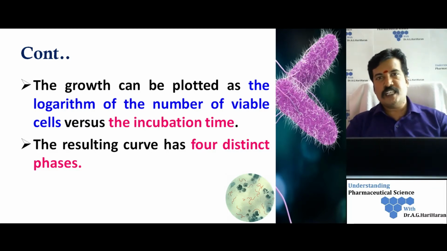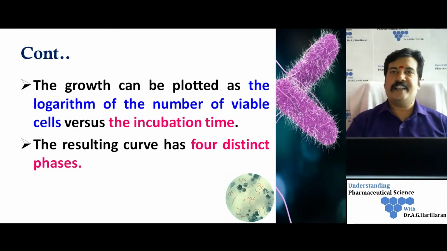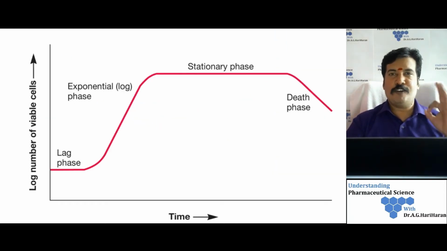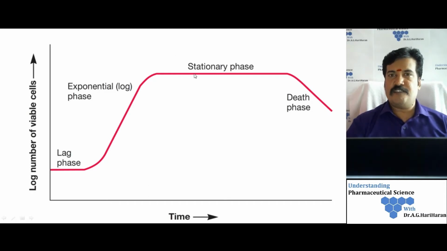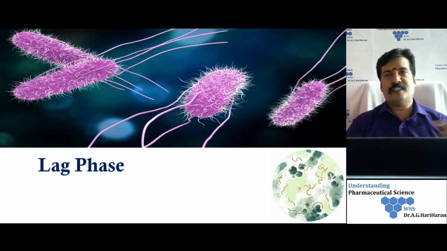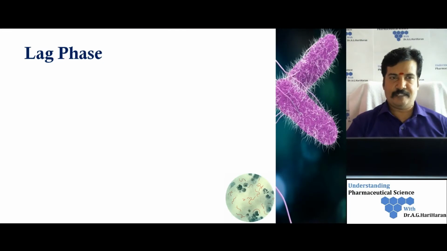If you see the growth curve of any bacteria, it generally carries four distinct phases. These four distinct phases are the lag phase, then the exponential growth phase, that is the log phase, then the stationary phase, and finally the death or decline phase. So let us understand each phase individually. First we will understand the lag phase.